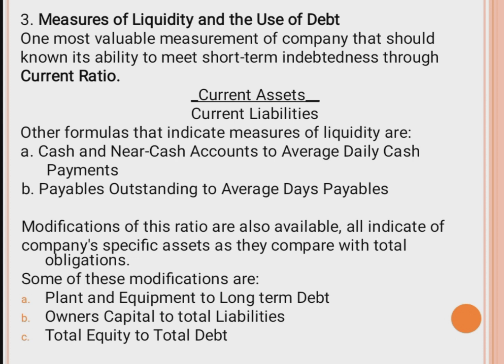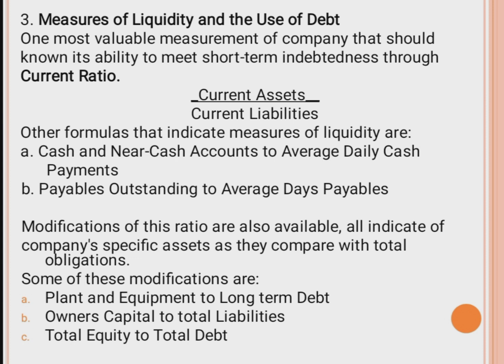Instead, the acid test ratio or quick ratio is used. This ratio uses the company's cash, readily marketable securities, notes receivable, and accounts receivable, all known as the company's quick assets, which are divided by the total current liabilities. Other formulas that indicate measures of liquidity are: A, cash and cash accounts to average daily cash payments, and B, payables outstanding to average days payables.